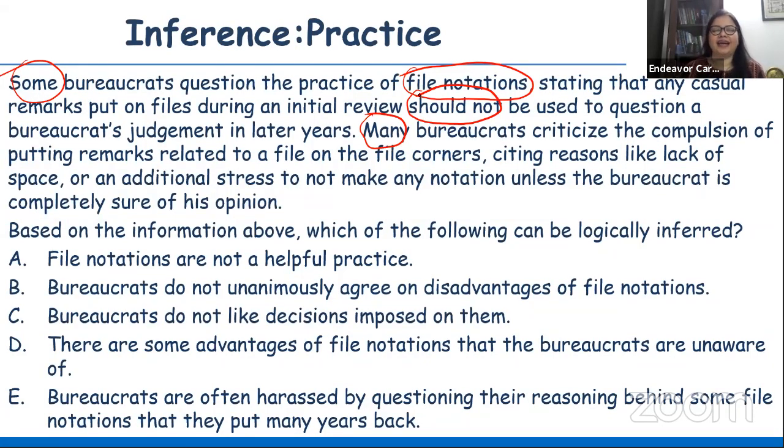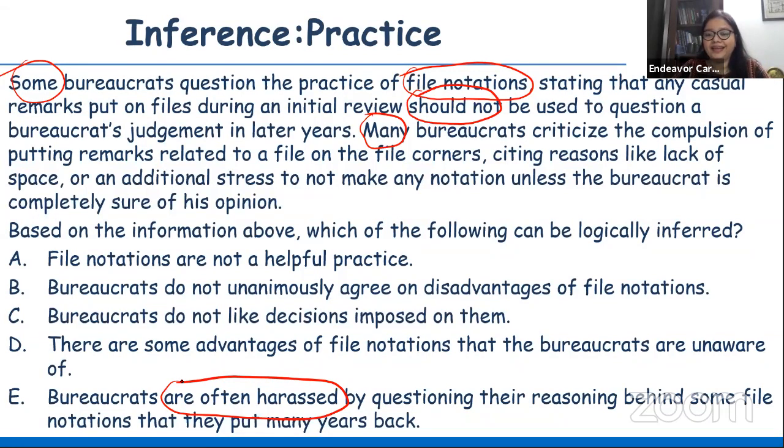I'm saying don't write something on the file because it could possibly be used against you. It should not be used because it's my opinion that it could be used. It should not be used against you doesn't mean that they are often harassed. This is incorrect. They could be harassed is what the paragraph is suggesting. Okay. D. There are some advantages of file notations that the bureaucrats are unaware of.